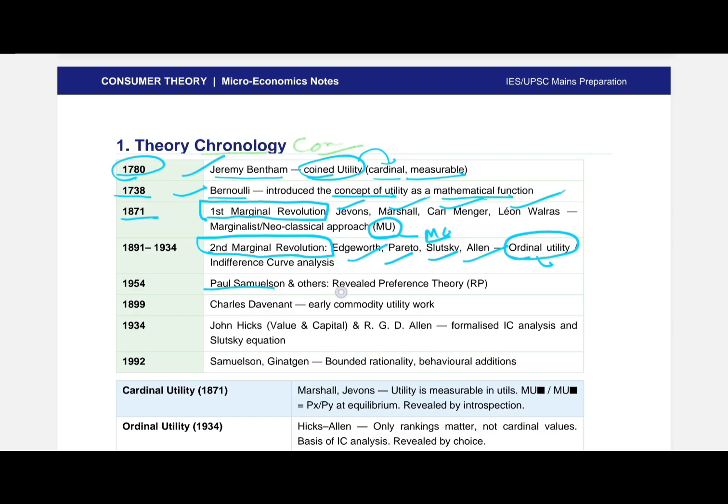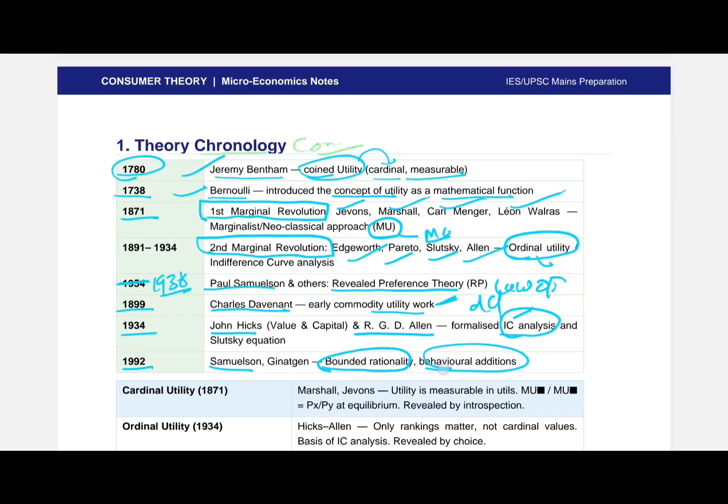Paul Samuelson gave the revealed preference theory. I think in 1938, it is written wrong here. In 1899, Charles Davenant, the first time in his book, talked about the law of demand, basically. In 1934, John Hicks and R.G.D. Allen formalized the concept of the IC curve, indifference curve. In 1992, Samuelson introduced the concept of bounded rationality and behavioral concept.